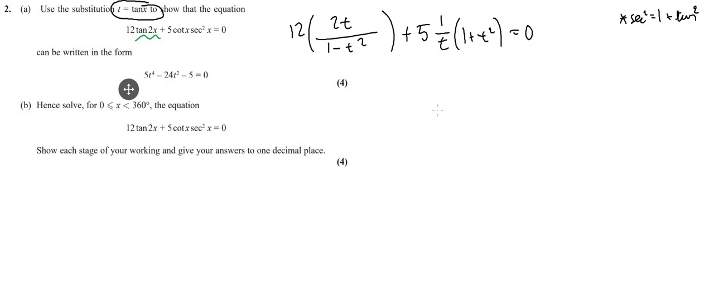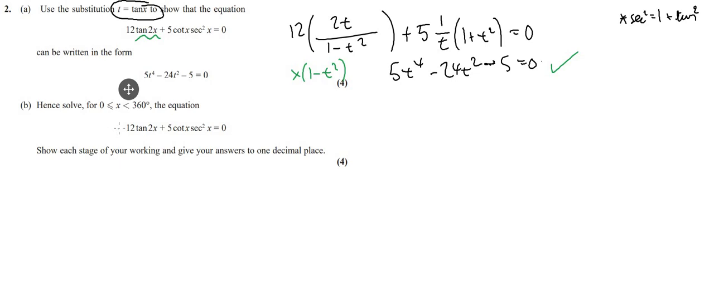Right, so now all I have to do is expand those out. Okay, and if we expand all of these out by multiplying by 1 minus t squared, I end up with 5t to the power of 4 minus 24t squared minus 5 equals 0 as required.